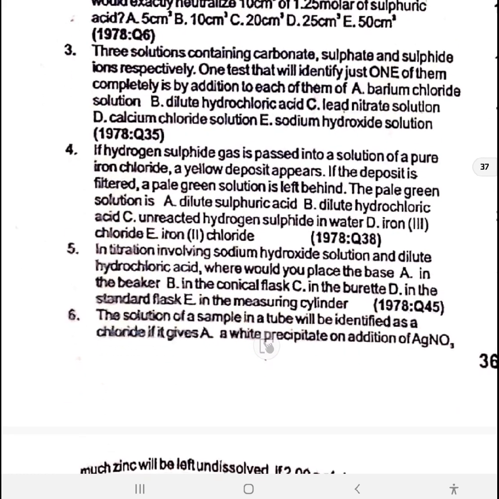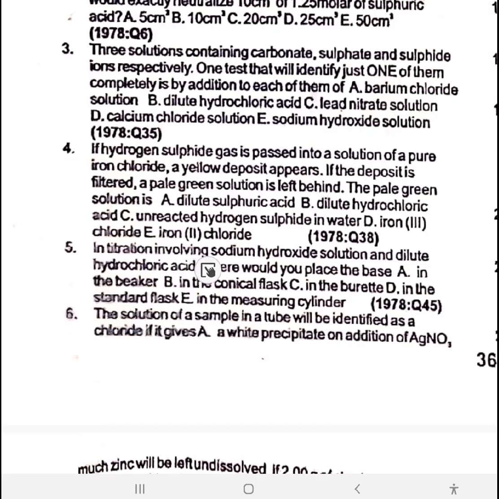Question 5. In titration involving sodium hydroxide, a base solution, and a dilute hydrochloric acid, where would you place the base? You place the base in the conical flask. In titration, you place the base in the conical flask. Why? Right. The pipette is used to measure the base into the conical flask.